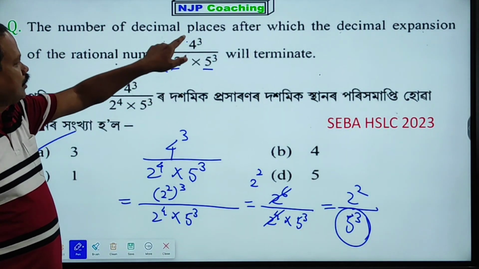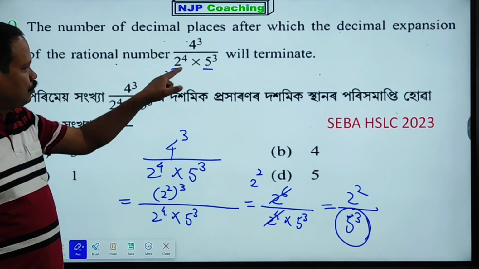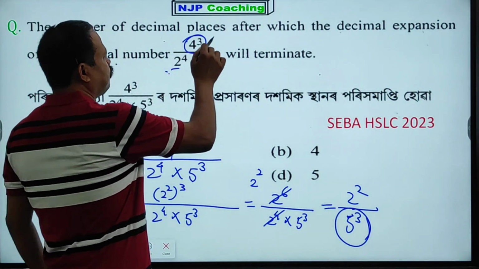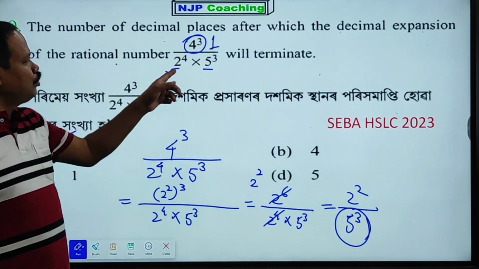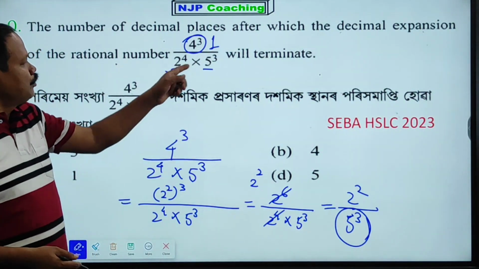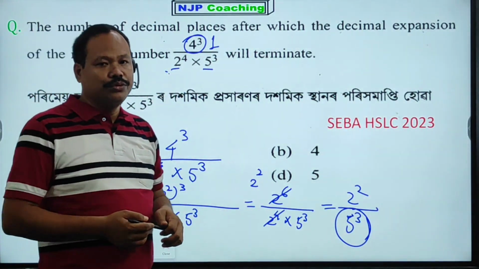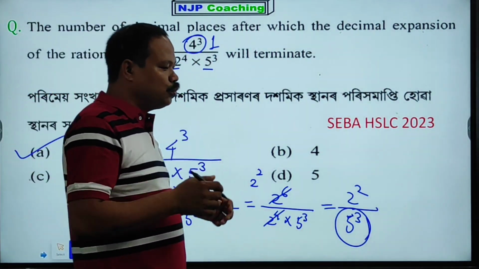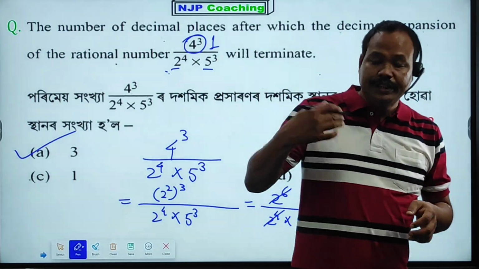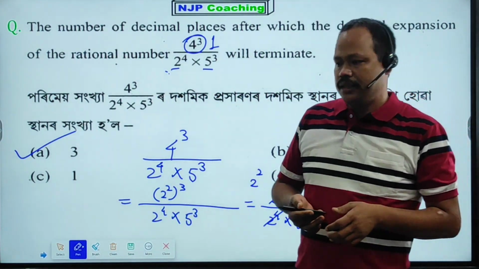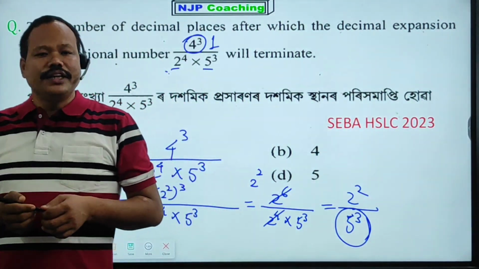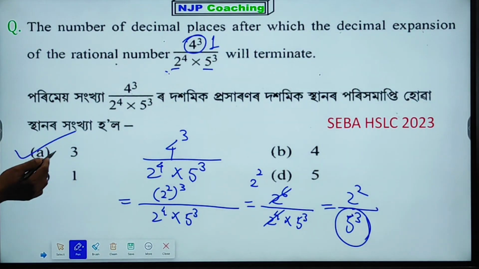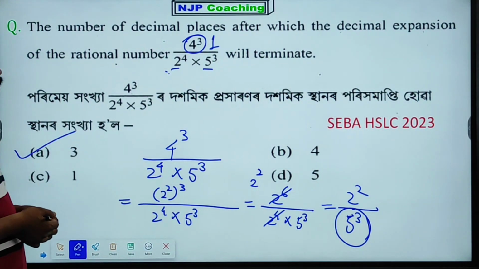Suppose we cannot cancel, the highest power, either of 2 or 5, is 4. Suppose in place of 4 cube, if I put 1 by 2 to the power 4 into 5 cube, then it will terminate after 4 places because the highest power is 4. That means the power of 2 or 5, whichever is higher, that power will give you the decimal places after which the fraction will terminate.